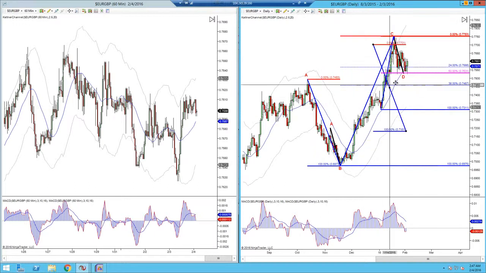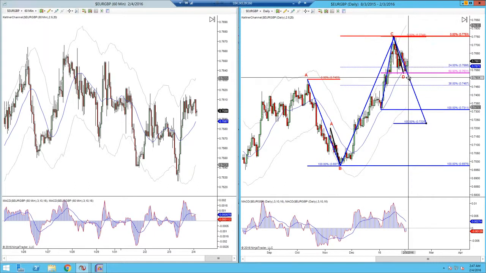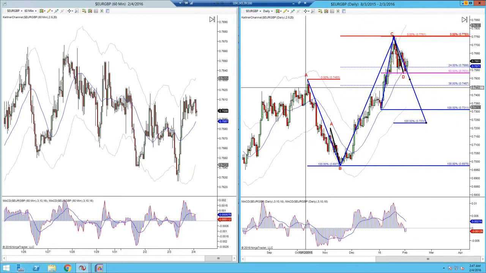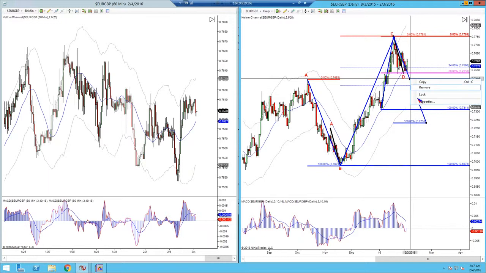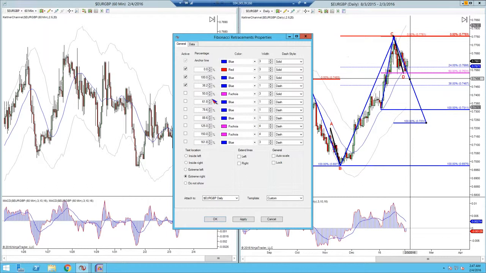So I'm taking a measurement, a parallel line from here to here and from here to here, just to see how this lines up in terms of mathematics. 38%. You see that? 50% is a little bit deeper. Okay. All right. So we see that. I'm good with that.